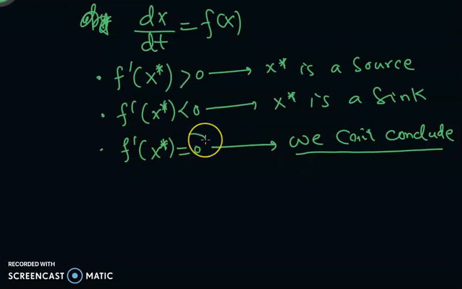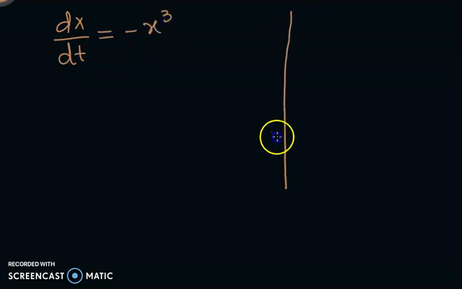So we will be looking at some examples where f prime at x star is 0 and the equilibrium point can be stable, can be unstable, or can be half stable. For that, let's consider first the very simplest example, that is dx/dt = -x cube. We can plot this.